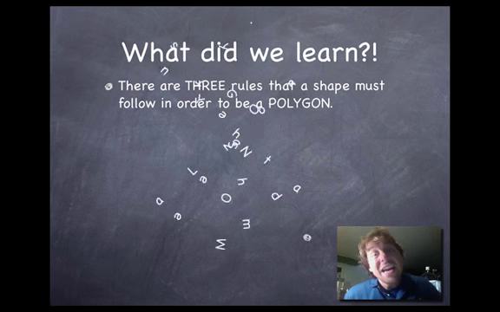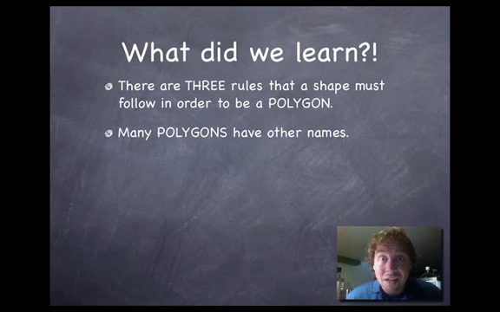And we also learned that there's lots of different kinds of polygons, and they have lots of names. We're going to learn how to name some of them in the next lessons. We're going to be talking about squares and rectangles and parallelograms and trapezoids and octagons. All sorts of different polygons. You think you got it?